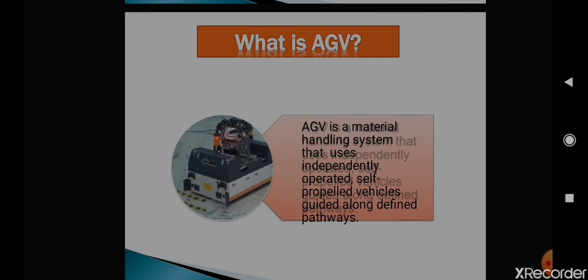The vehicle will move from one place to the other place without any human assistance, and these vehicles are usually battery operated. They will carry the components, even large components or small components, from one place to the other place based on the capacity of the automated guided vehicles. And these are the vehicles used in your flexible manufacturing systems, where a lot of automation is involved.